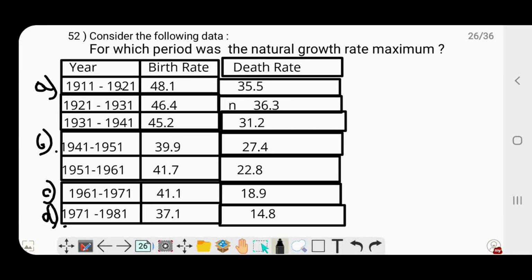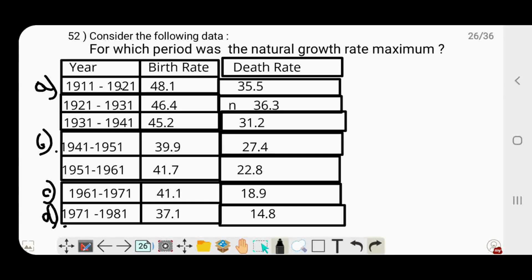Let's go to the 52nd question. Consider the following data. For which period was the natural growth rate maximum? And we have different years and birth rate and death rate. So growth rate is equal to birth rate minus death rate. And we have option A: 1911 to 1921, option B: 1941 to 1951, option C: 1961 to 1971, or option D: 1971 to 1981.